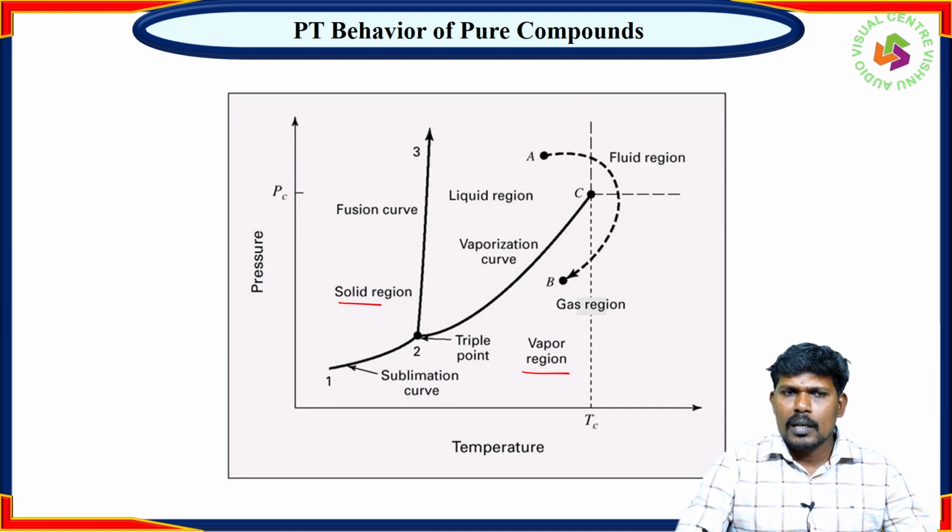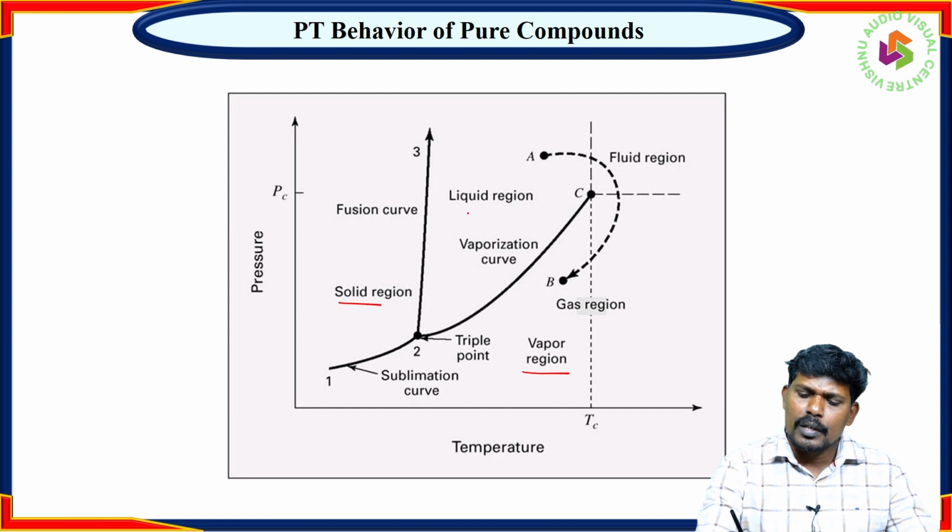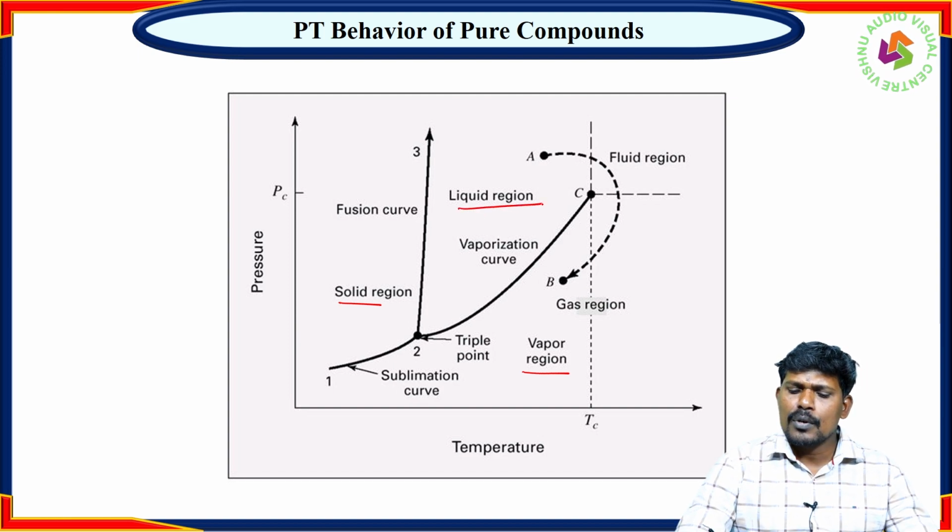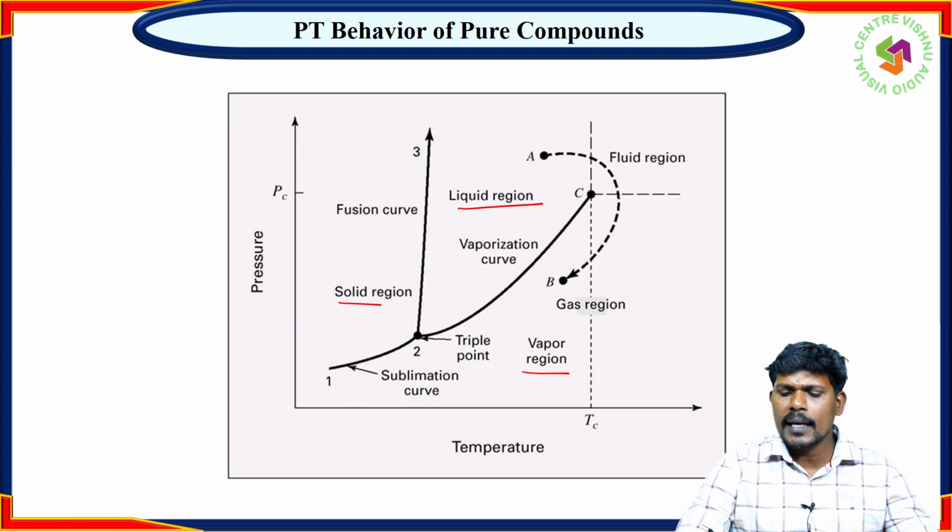On this line, the solid and vapor are both in equilibrium. The next one is the line 2 to 3, which is called the fusion curve. This fusion curve separates the solid region from the liquid region. On this fusion curve, the solid and liquid are both in equilibrium.